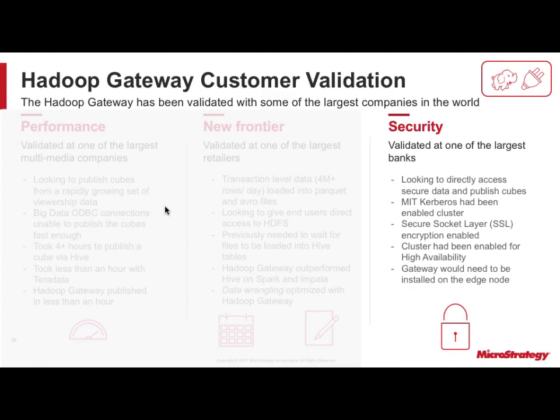But this is what was interesting, is that they had enabled MIT Kerberos for the data access and authentication. So with MIT Kerberos, the Hadoop gateway can identify itself as a Kerberos principal and have access to the required services within HDFS or your Spark manager. And then they also enabled SSL, or what you may be familiar with, like HTTPS, right?